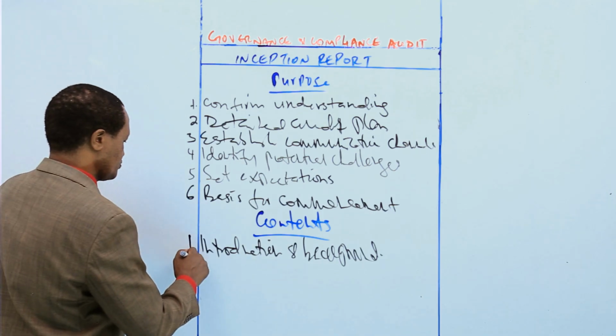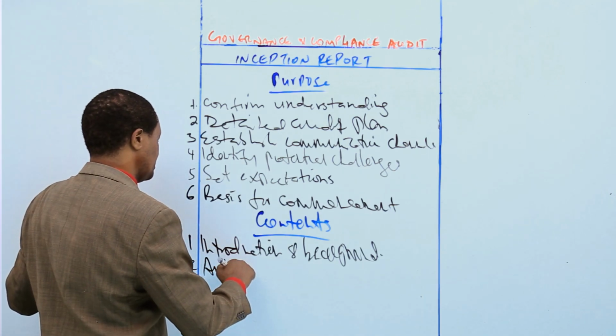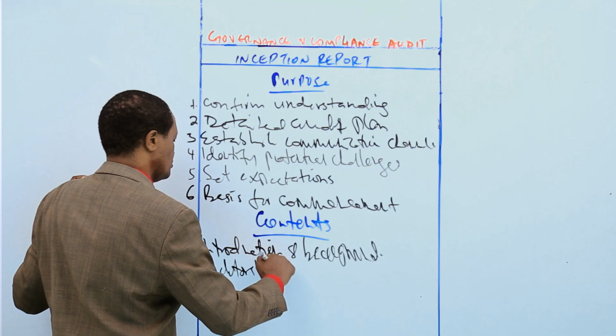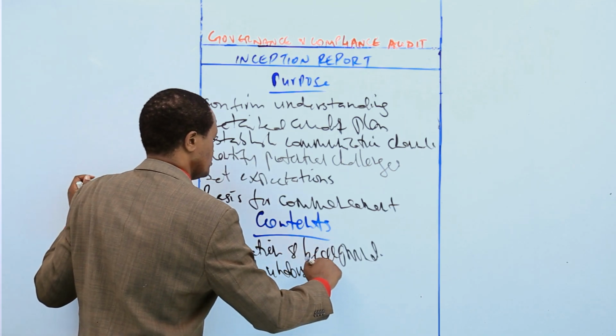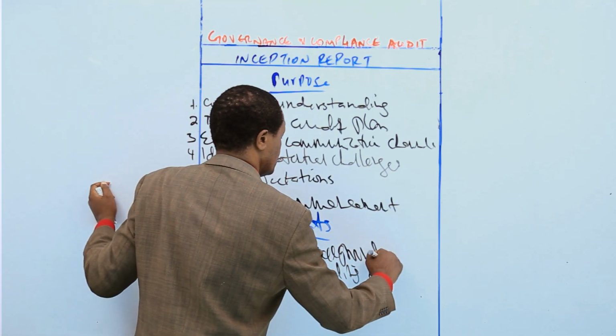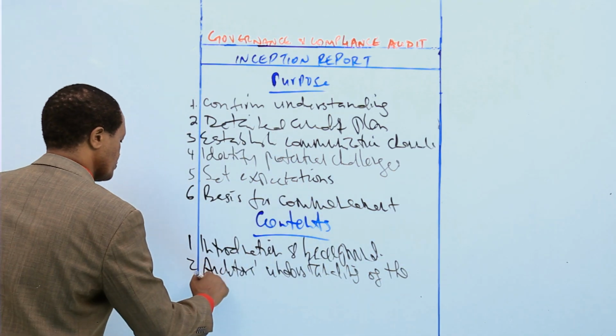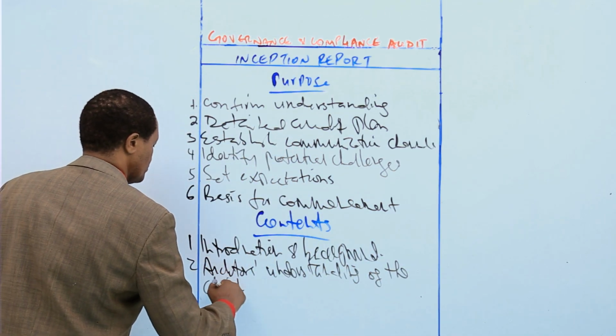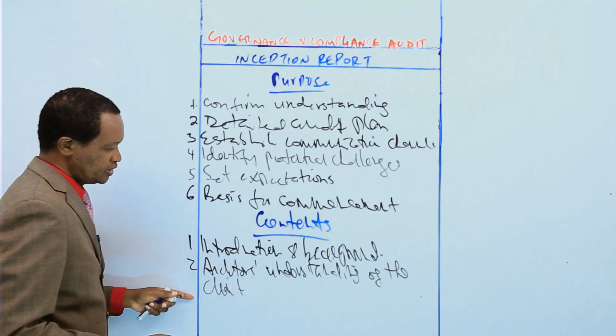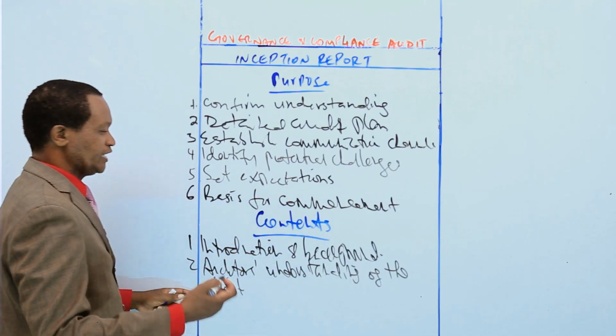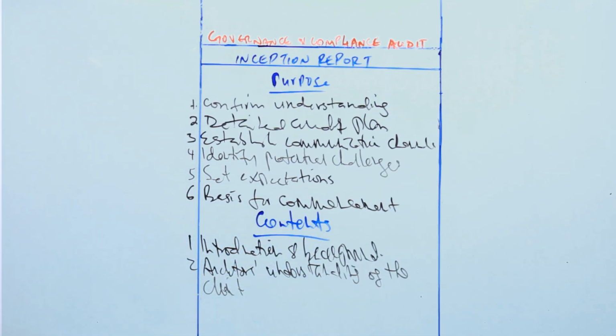Number 2 is auditor's understanding of the client. Part of this Inception report is the auditor's understanding of the client. The Inception report demonstrates a clear understanding of the client's business operations, the legal structure, the industry, and the key governance and compliance challenges that it faces.